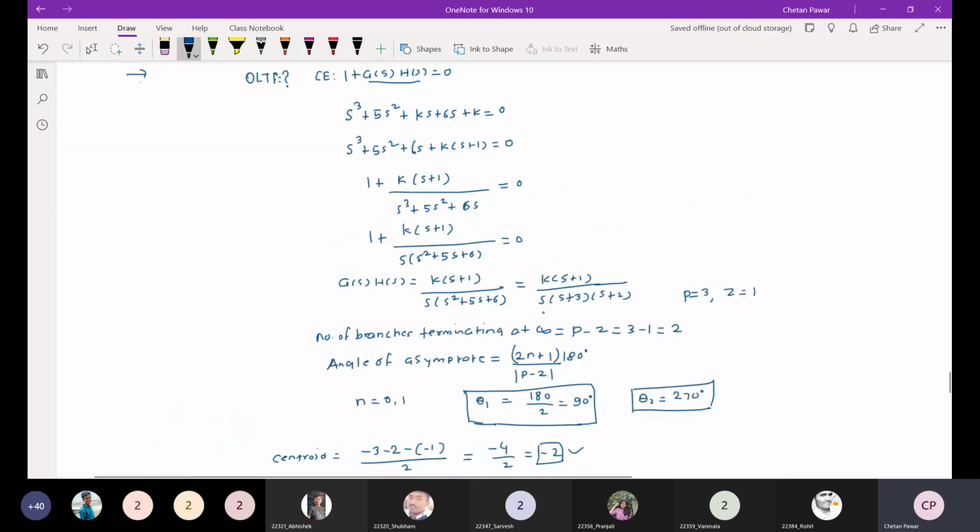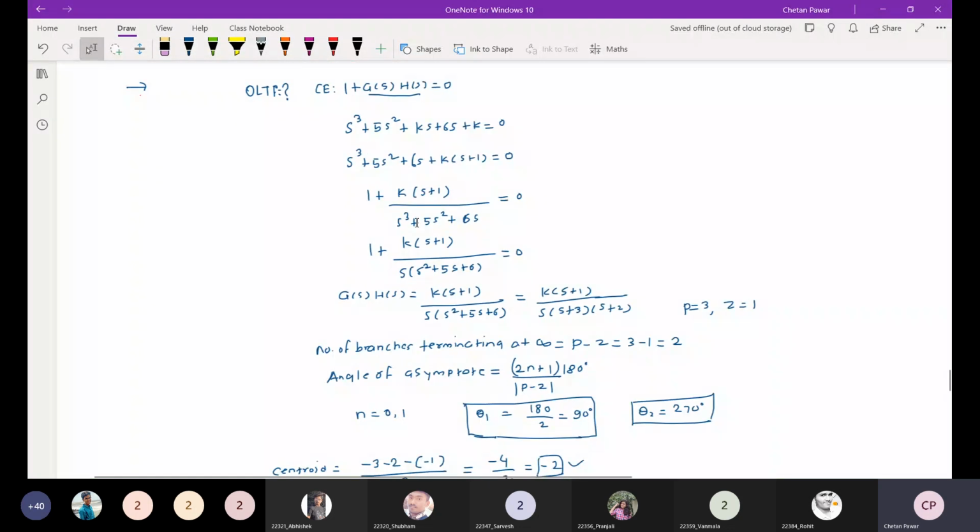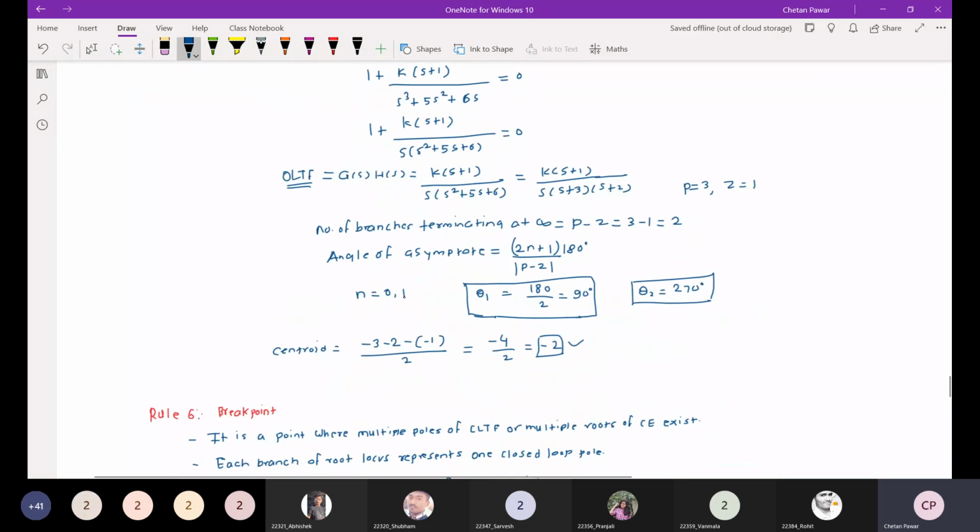Here they have given the closed loop characteristic equation, but we apply the root locus only on the open loop transfer function. So first we need to find the open loop transfer function, and then we will apply those rules to find the angle of asymptotes and centroid.